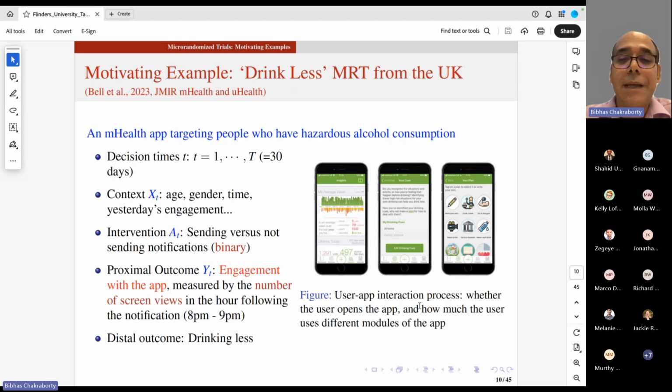So that's binary, but this is being repeated. And then the proximal outcome is the engagement with the app measured by the number of screen views in the hour following the notifications, which is 8 p.m. to 9 p.m. Behavioral scientists figured that this is the time when people are vulnerable to drink more, right? So this is the target time. And then the distal outcome is drinking less in the long term, right? It's like a behavior change, but we have to look through this engagement variable, which is the number of screen views, that is the proximal outcome. So that's a very simple example.